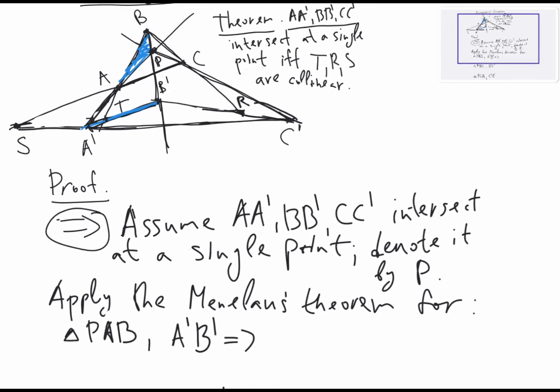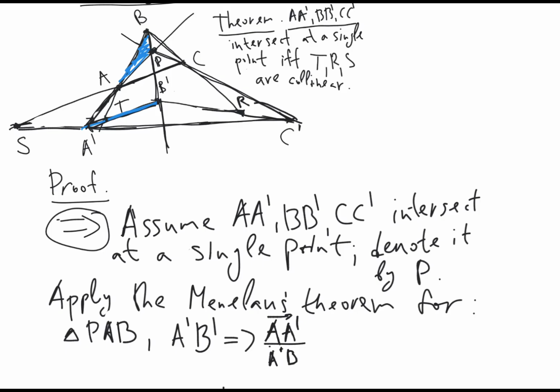So the Menelaus theorem would be, so let's start with A and we go clockwise from A. So A prime, and vector over A prime B, multiplied by B prime over B prime P, multiplied by PA prime over A prime A is equal to -1. So this is the Menelaus theorem.